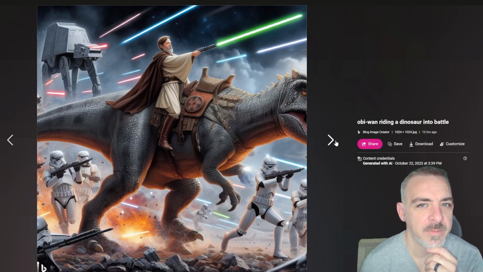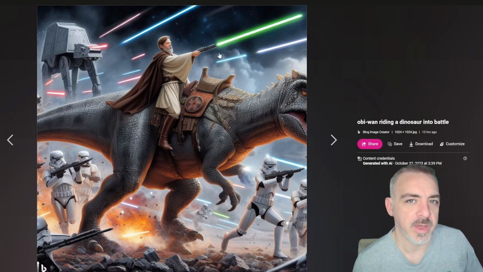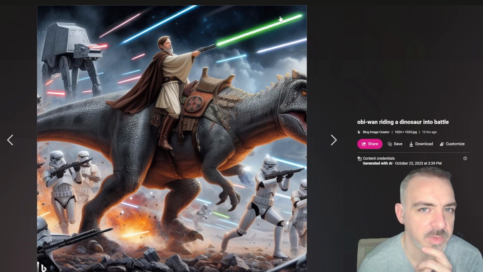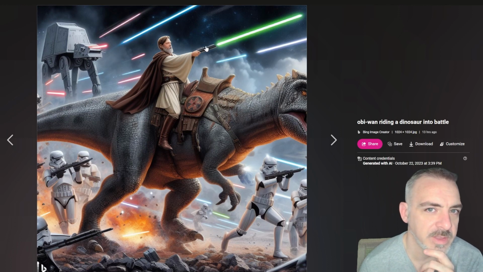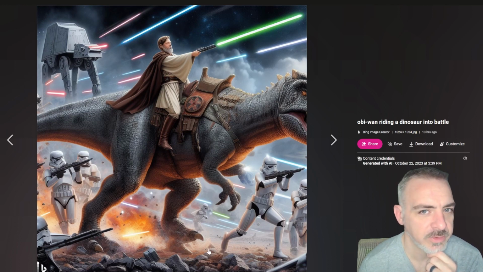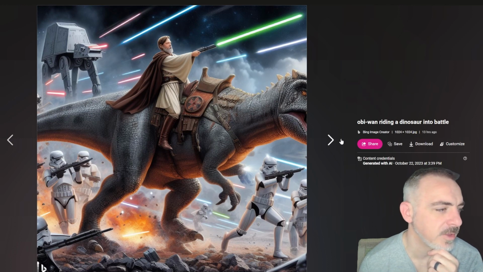Okay. Yep. So he's still working with the stormtroopers, and there seems to be some confusion about whether this is a lightsaber or a blaster. He's holding it like a blaster, but it kind of looks like a lightsaber, so it could be a weird combination of both. Stormtroopers look pretty good. This is still just overall not a good image.